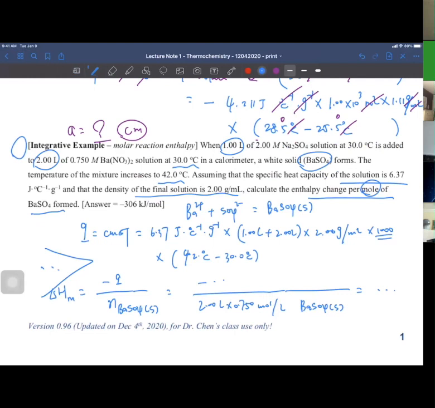So which means after you finish the calculation of Q, there is one more step. Because this Q, this heat, is now corresponding to a certain amount of precipitate, which needs to be calculated. So this is why I skipped something here for you to think about, because this is related to stoichiometry, and you need to figure out which one is the limiting reactant.